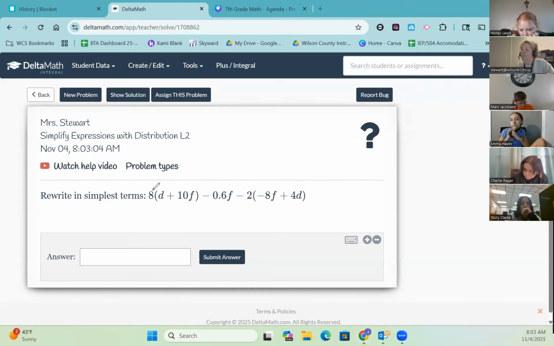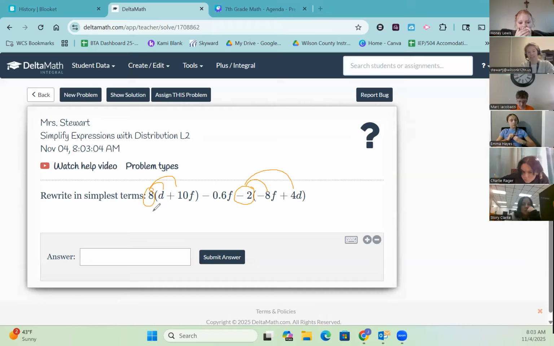Am I going too fast? No, okay. All right. So we have 8 times D and 8 times 10F. And then this one we don't have to do anything with, so that's going to stay the same, but we have this negative 2. And again, remember the sign goes with it. The whole thing gets distributed. So we're going to do both of those at the same time.